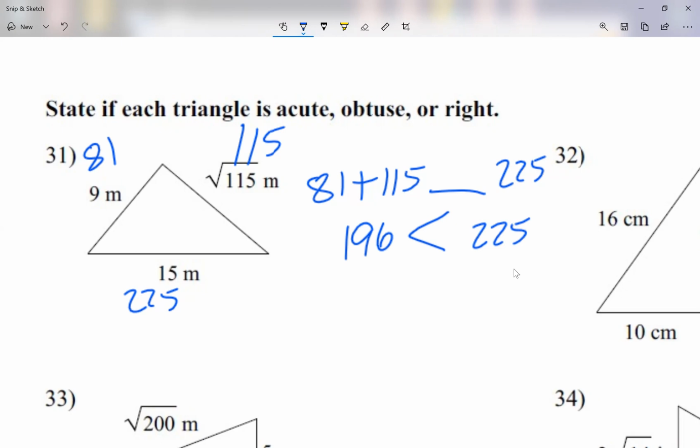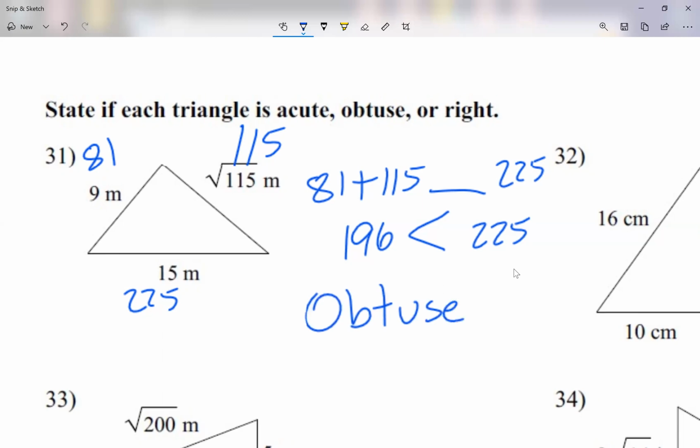Because if the first number is smaller, we read that as less than. 196 is less than 225. If the first number was big, we would read that sign as greater than. Okay, so here 196 is less than 225. According to our formulas, this tells me this is obtuse. My triangle is obtuse. So this angle, let me mark it with an arc right there. I don't know the exact number of the angle. I just know it's more than 90, right? The big angle of the triangle is more than 90.